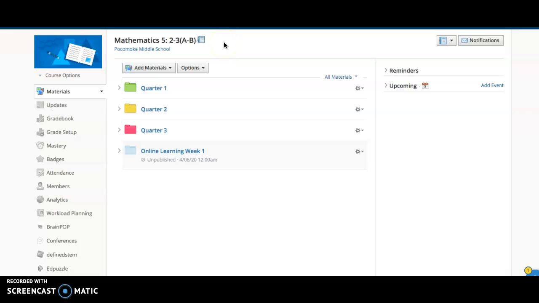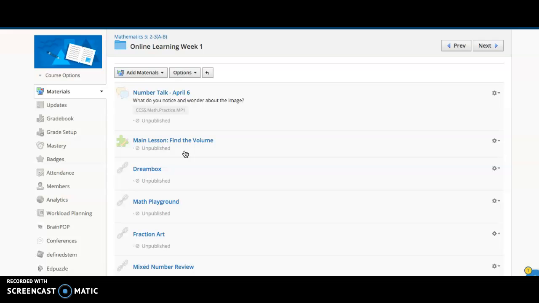So I have Schoology already logged in. Make sure you're logged in. I usually tell my kiddos, this is math class, so make sure we're under mathematics for the courses. On Schoology, you will see a folder, Online Learning Week 1. You will click that folder, and in that folder, you will see so many neat resources.